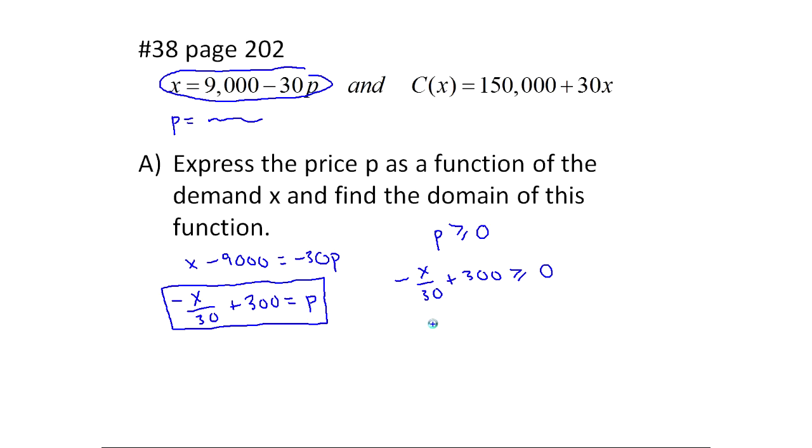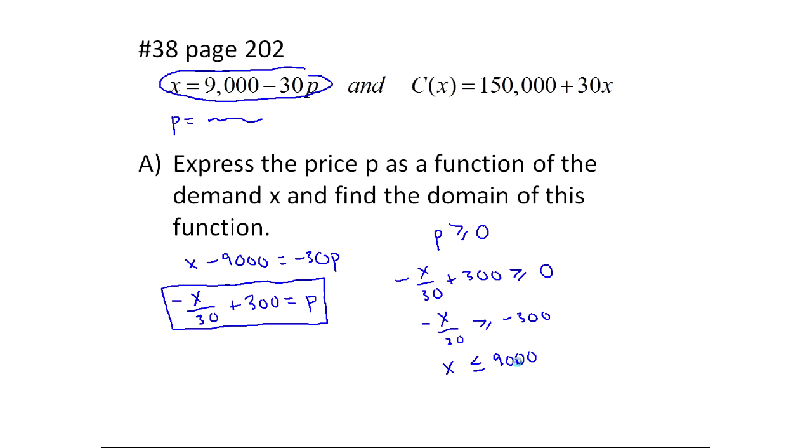I'm going to move the 300 over, and I have minus x over 30 is greater than or equal to minus 300. And then multiply by minus 30 on both sides, and I get x. Because it's negative, it's now less than or equal. So x is less than or equal to minus 30 times minus 300, which is 9,000.